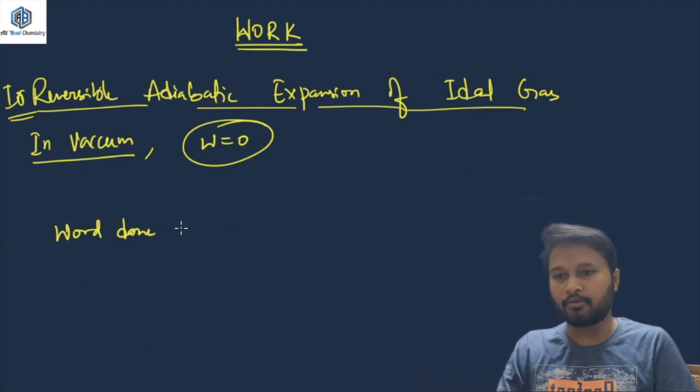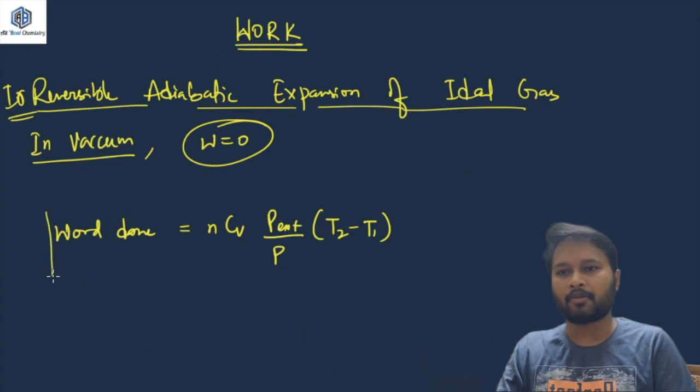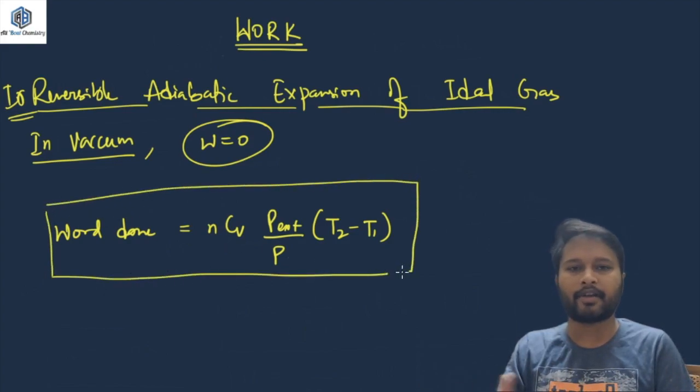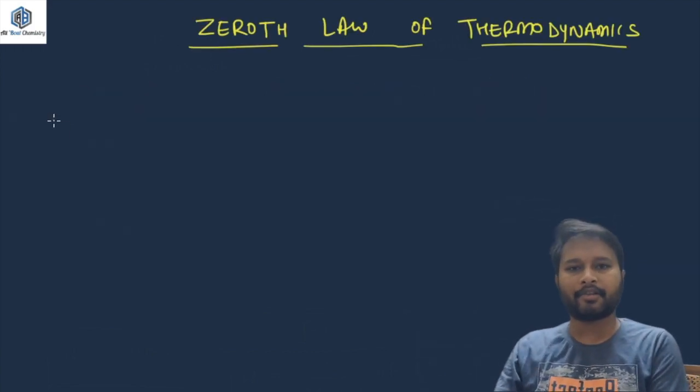So work done will be equal to nCv times P external by P, times T2 minus T1, where P external is the external pressure which has been applied, and P is the pressure of the gas. That is the equation for the work done. Because the gas applies pressure, that's why it is expanding, although there will be some external pressure as well. T2 minus T1 are the temperatures at which you are doing that, Cv is the molar heat capacity at constant volume, and n is the number of moles. All right, so we have discussed work done in different processes and the equations related to them.